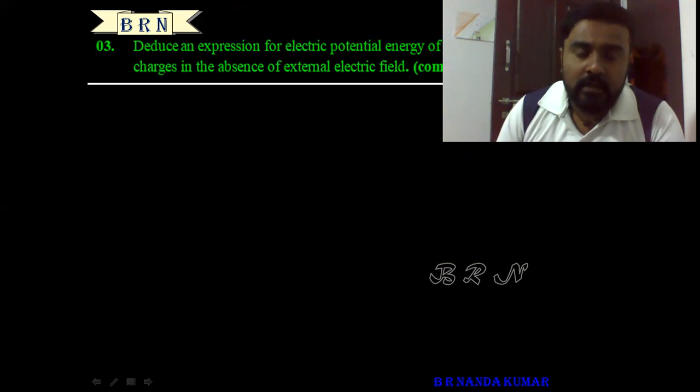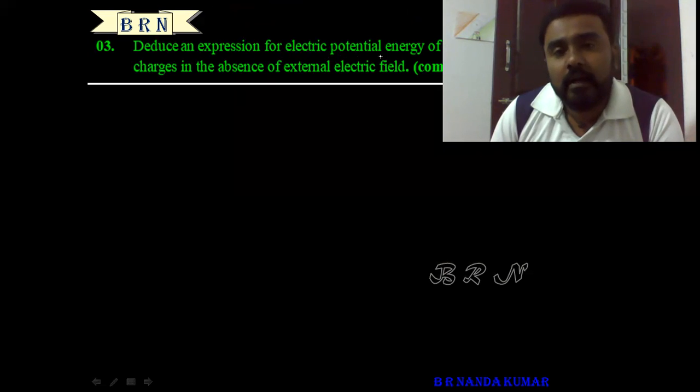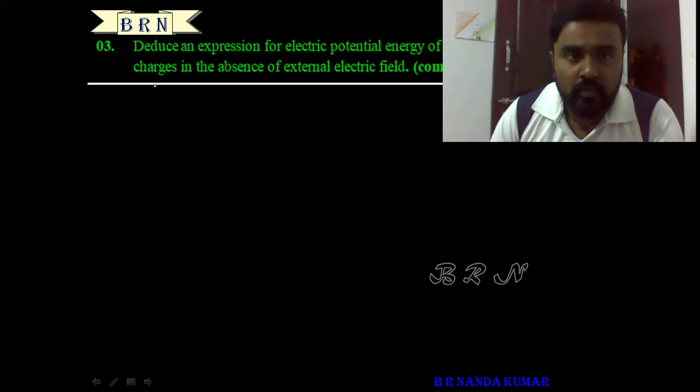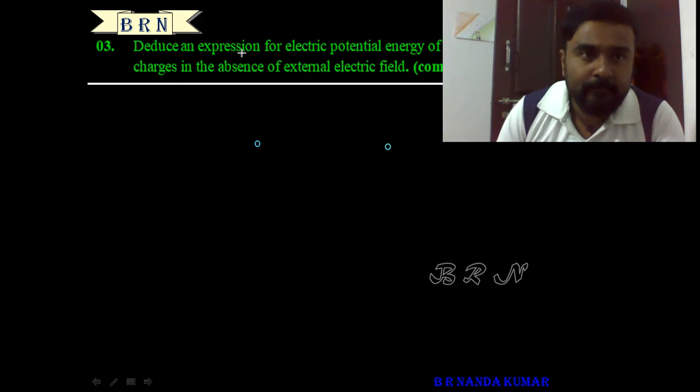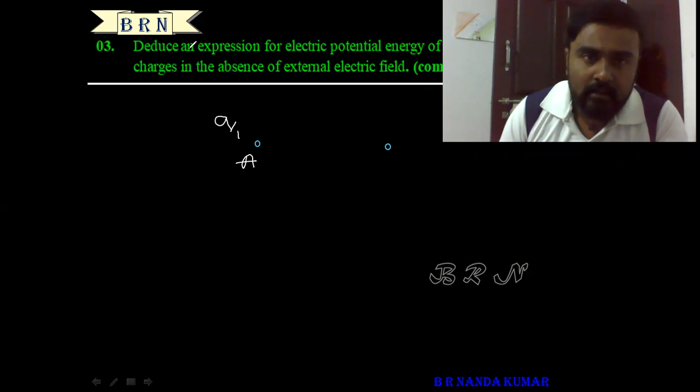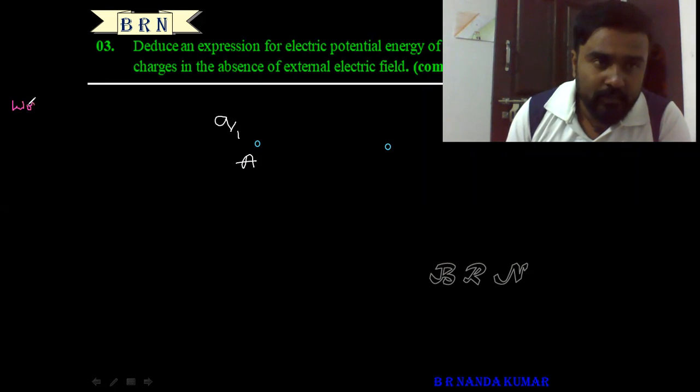Next question. Deduce an expression for electric potential energy of a system of 2-point charges in the absence of an electric field. First, let us consider the two locations. You have to choose them. First, work done in moving charge Q1 from infinity to point A. So we have to calculate this.